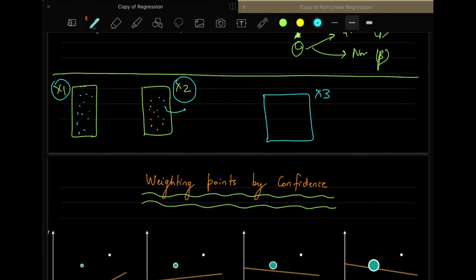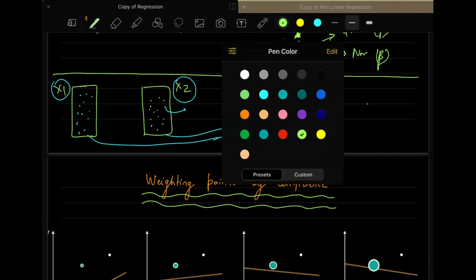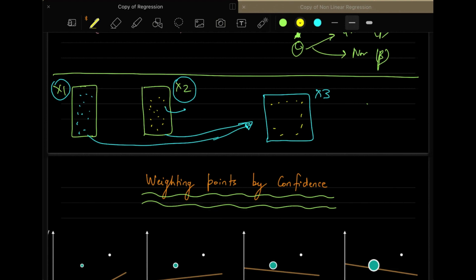So when you try to combine these two data sources into a single data set x3, because you have to do some analysis, you put all these yellow dots here and blue dots here, so it will be combined. But one thing to note here is, along with this blue point, you have to attach the confidence, how confident you are that this value is right. And along with this yellow point also, you have to attach a confidence.